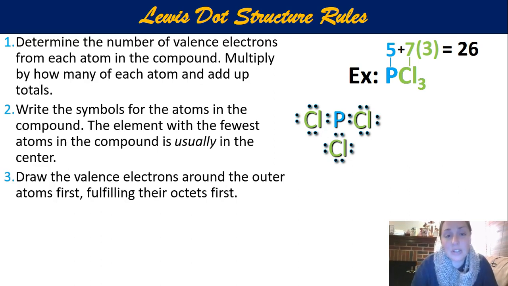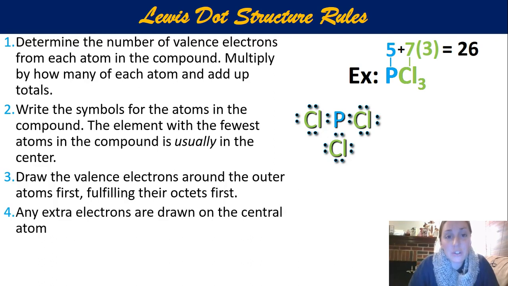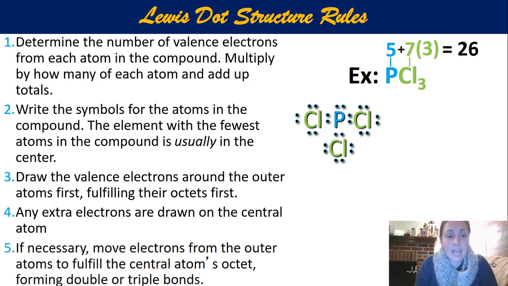I had 26 total to work with. Any extra electrons are drawn on the central atom. The central atom is this guy right here, phosphorus. So I had 2 more, because I gave out 24 electrons to my chlorines, and 24 plus 2 is 26. And if I look at this right now, everyone's octet is satisfied. You draw a little circle around every single atom, and you're going to find 8 electrons each. So this is happy. This is it.